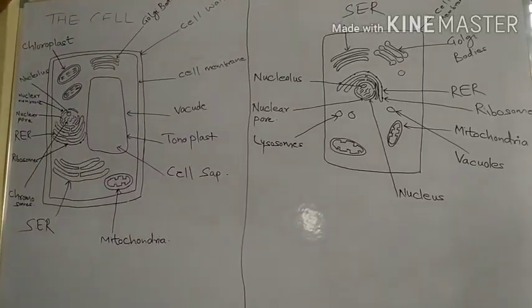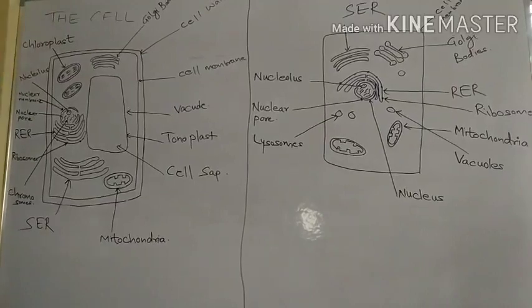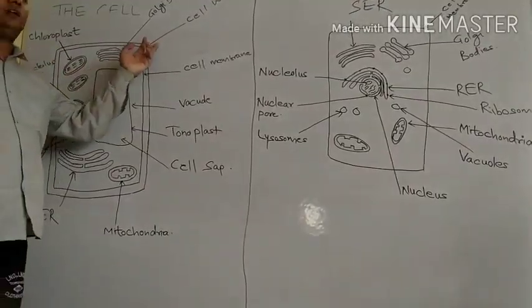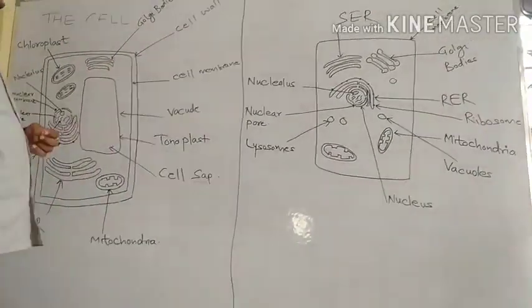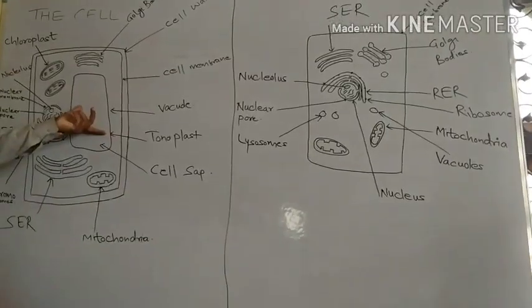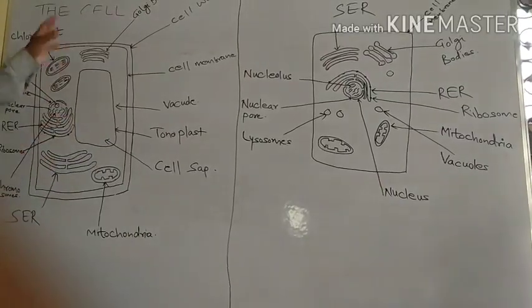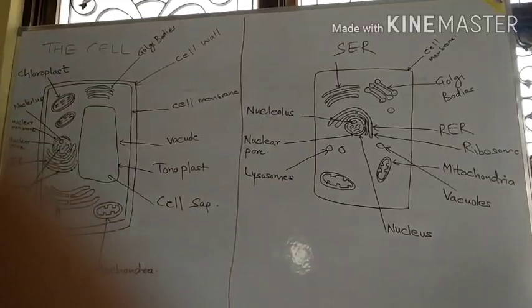Discussing the plant cell and animal cell. Here the structure of both the cells is given to you. In the plant cell, the basic difference is that the cell wall is present at the outer side. And in the plant cell, a large central vacuole is also present. So these are the main differences between plant and animal cell.